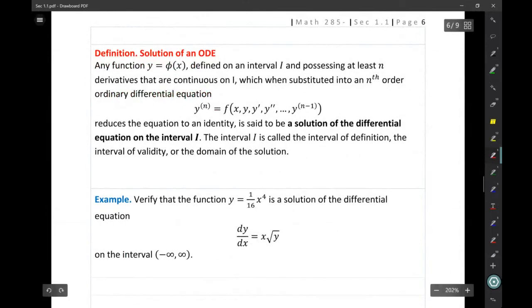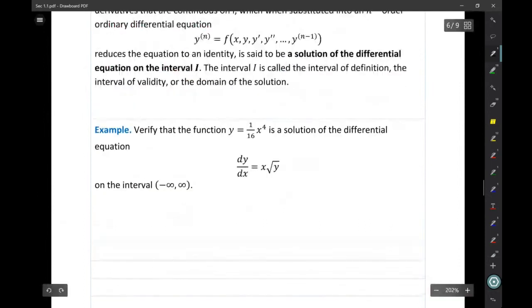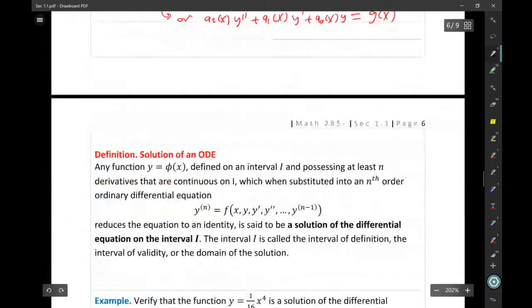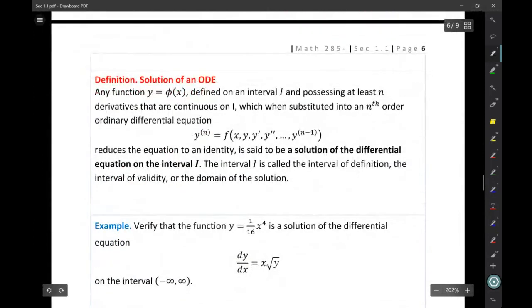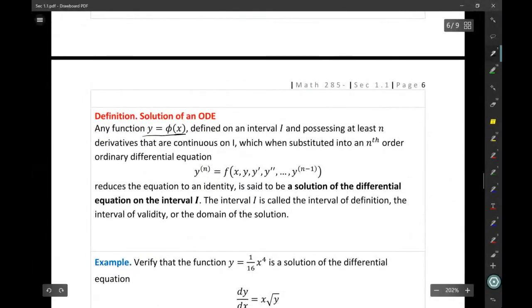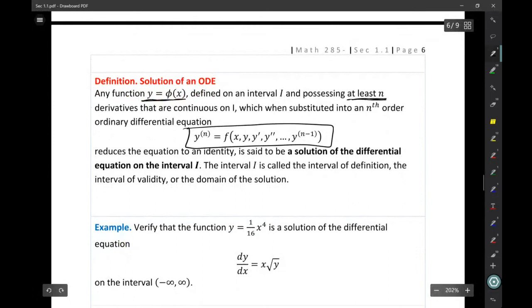Okay. Then let us see what the meaning of a solution of a differential equation is. What's the meaning of a solution? Solution of a differential equation: if any function y equals phi of x defined on an interval and possessing n derivatives, when you substitute it in your differential equation, the right hand side becomes equal to the left hand side, then this is called the solution.